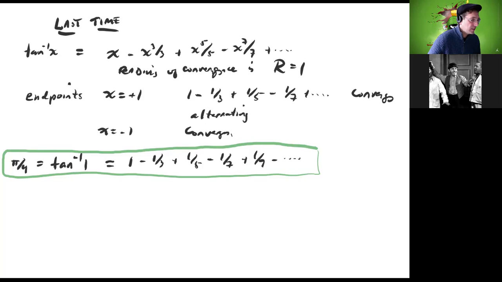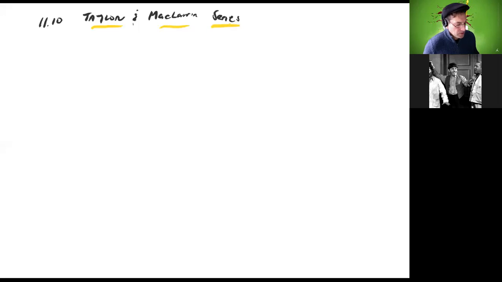So what I'd like to do now is really move on to section 11.10. Section 11.10 is about so-called Taylor and Maclaurin series. Taylor and Maclaurin were names. Maclaurin series are a special case of Taylor series. So here's the basic problem.